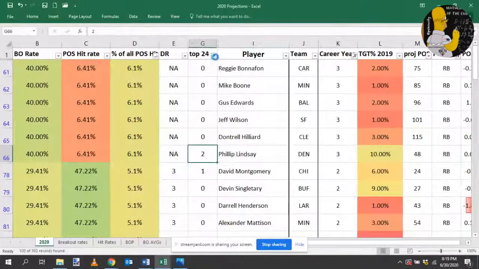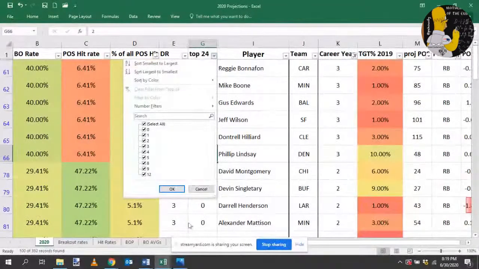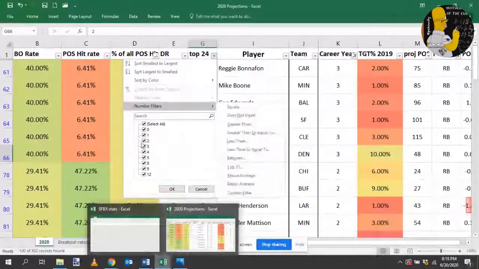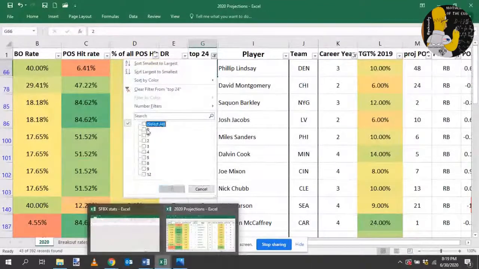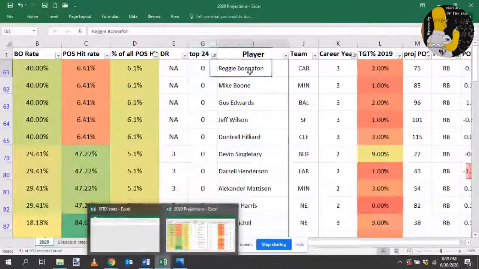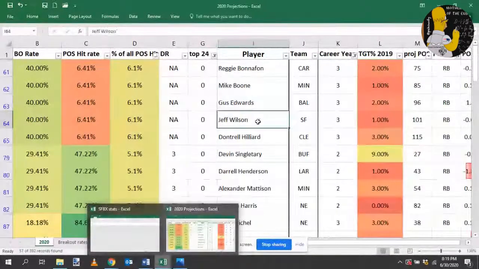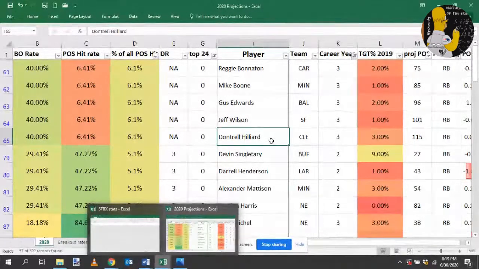So how about we limit to players that haven't broken out before, just to get a sense of who might be a good value. Hey, that was the wrong way around. Apologize. All right, so you got Reggie Bonnafon, Mike Boone, Gus Edwards, Jeff Wilson, Dontrell Hilliard. Now, obviously, some of those guys just are not on anyone's radar for very good reason. Over here, we can see their target share, but not much else about them. I'm going to talk about that in a minute.